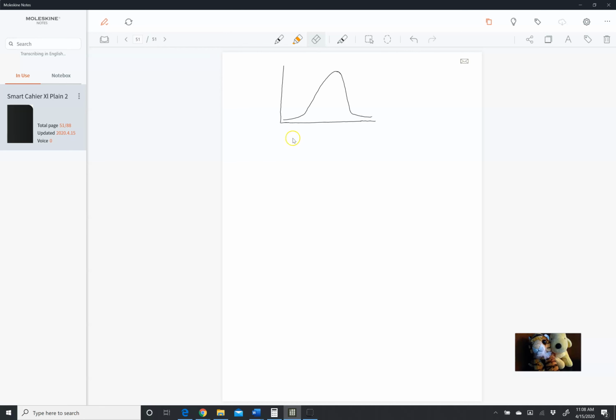Okay, so you can see here, this is not perfectly symmetrical. It does look better on my paper, though. Please help stop the spread of COVID-19. But this over here, this peak, this is our mean.